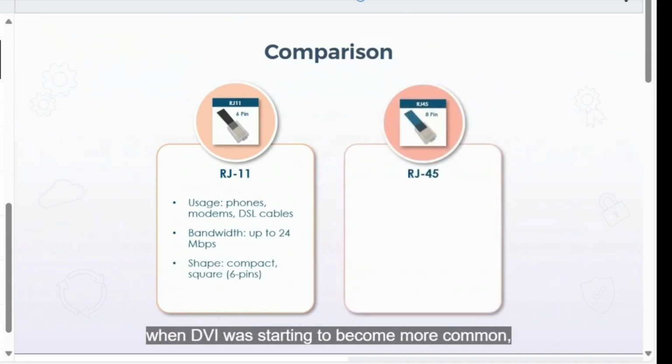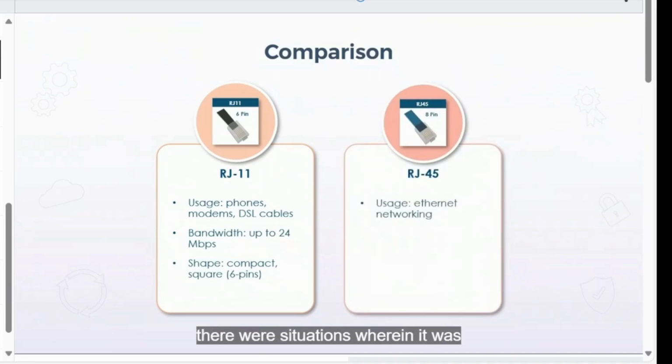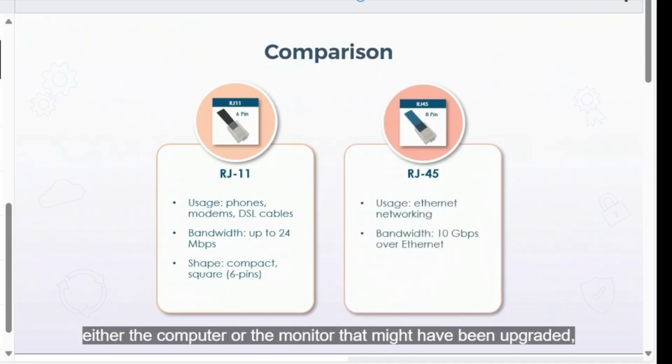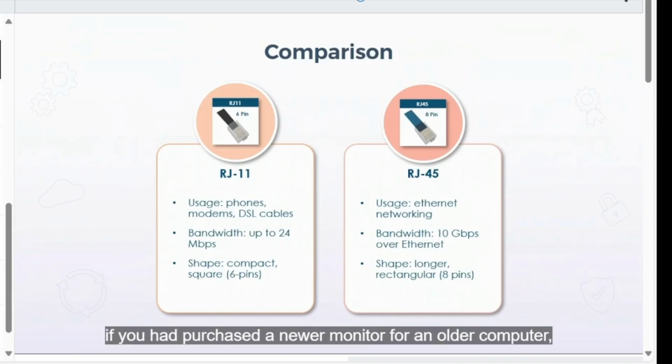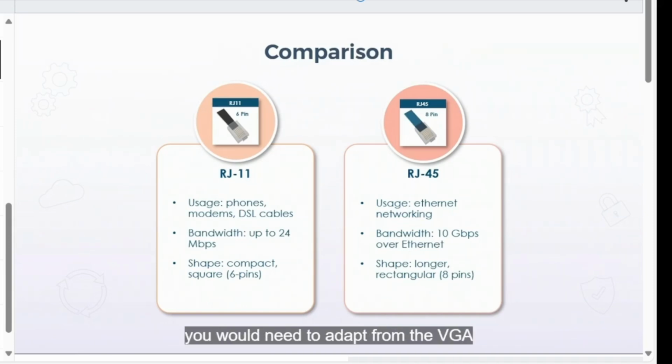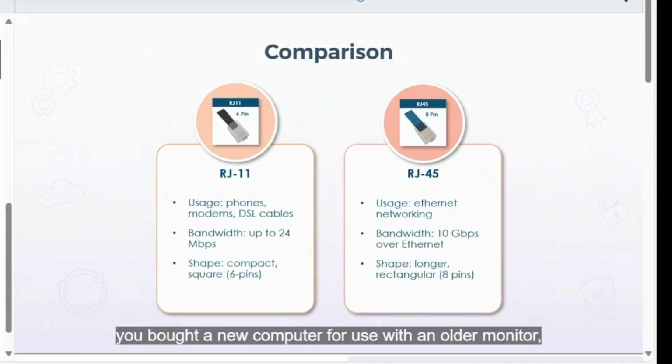And the RJ45 connector is almost always found in use with twisted pair Ethernet cabling, has a maximum bandwidth of 10 gigabits per second on Ethernet networks, and has a more rectangular shape that is larger than the RJ11 and has 8 pins. So again, they're easily distinguishable from each other, both in terms of physical appearance and performance characteristics.